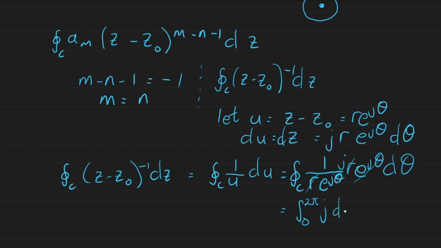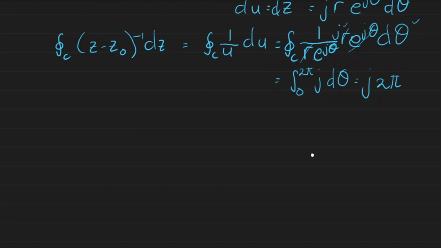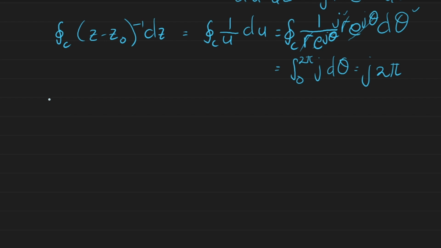So we have j d theta. There's j here and there's d theta there. So this integral you can easily see is just j times 2 pi. So that's what this integral is. So we can write that as an important result. That important result is that this integral around the closed curve of (z minus z naught) to the power minus 1 dz is simply equal to j times 2 pi.